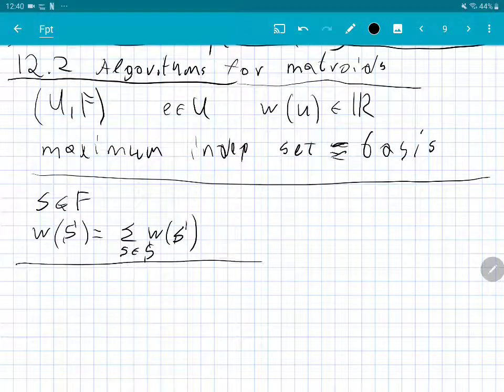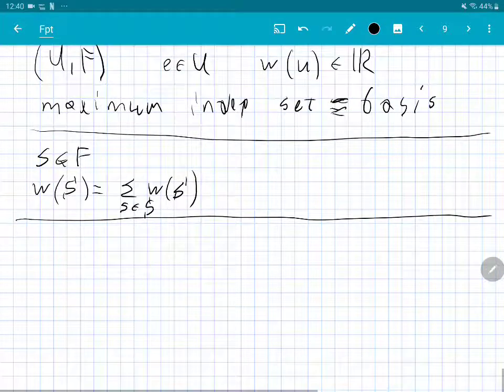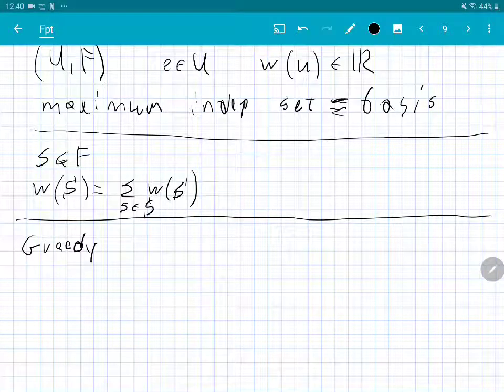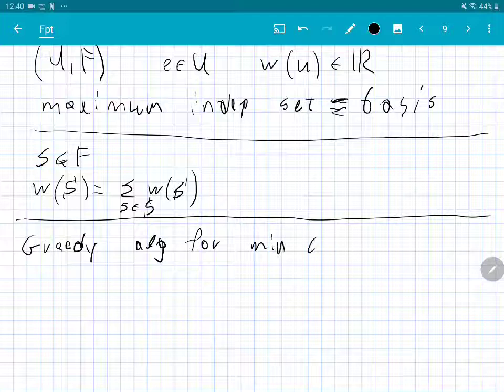Okay, so it turns out this is one of those rare cases where the greedy algorithm works. And maybe you shouldn't be surprised, right? Because think about the graphical Matroids. A basis is just a spanning tree of the graph. If we put cost on the edges, then the minimum cost basis is just the minimum spanning tree. And we know that the greedy algorithm works for that, right? So greedy algorithm for minimum cost basis.